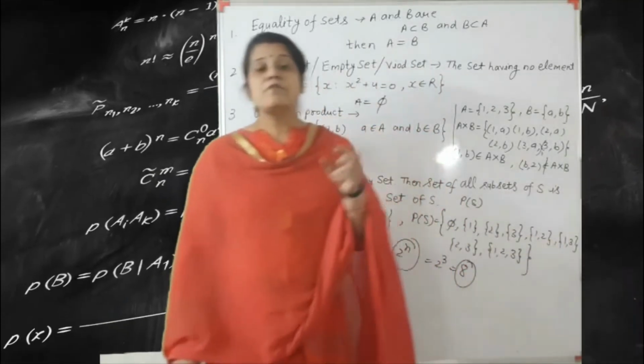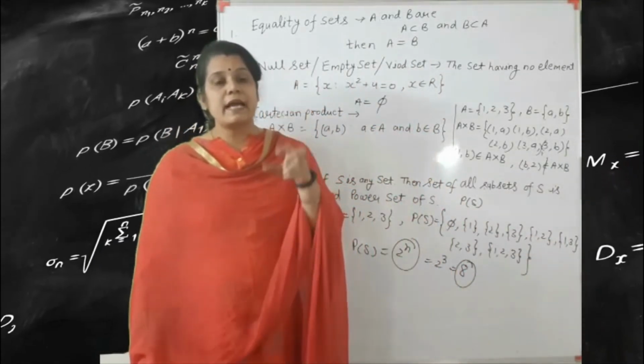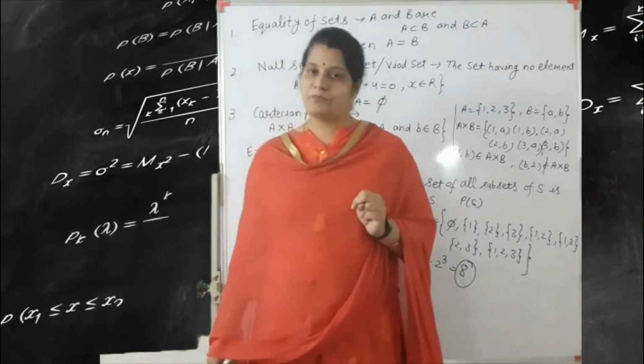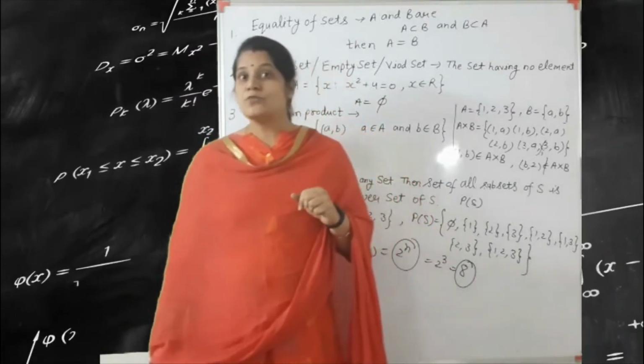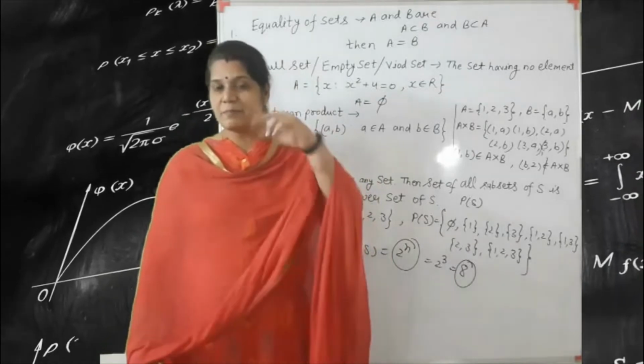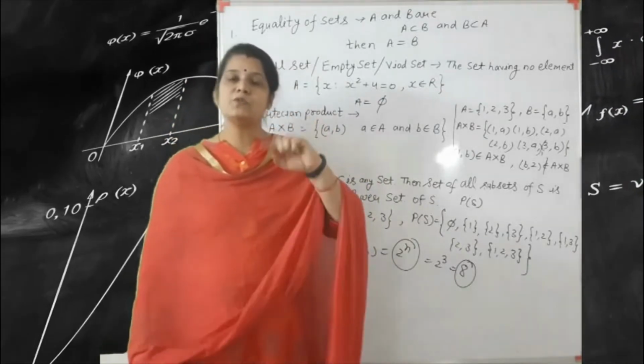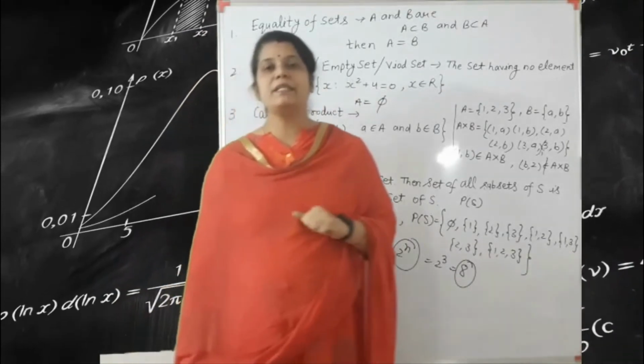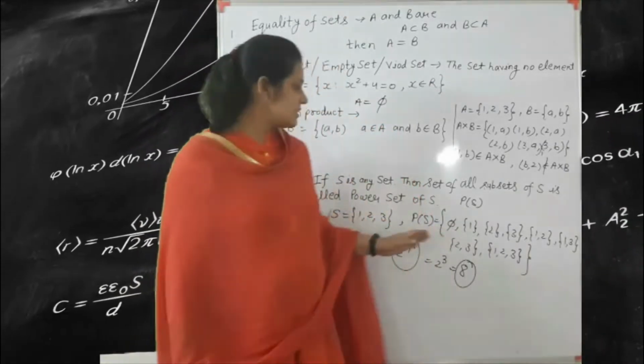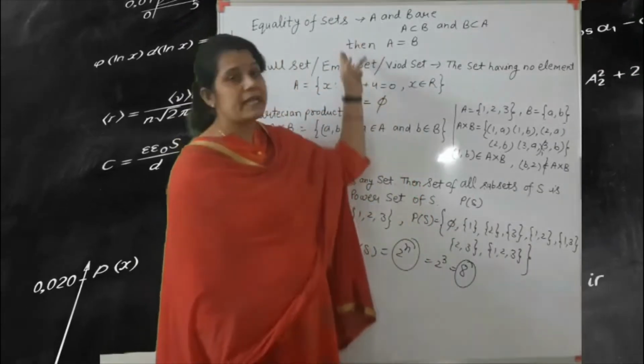In case we have the set S with 2 elements, 1 and 2 for example, what is the total number of elements in the power set of S? Exactly 2 raised to the power 2, that means 4.